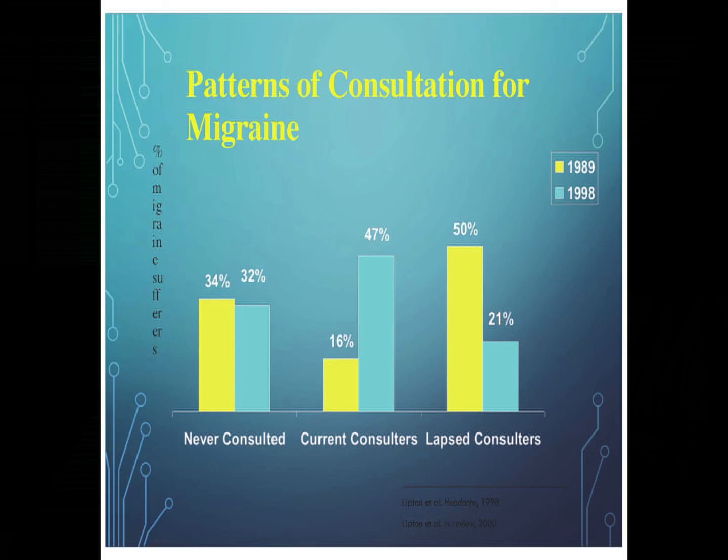Look at the current consulters, again, that did go up, which I think is a reflection of, in part, the level of education for both providers, and there was much more in the lay press about acute therapies. But look at this number. So we have reduced lapsed consultors, but look at these numbers, and even in the hands of providers who have now had triptans for a decade, we still see lapsed consultors. What does this mean? This means they're not going back, they're not receiving effective therapy.